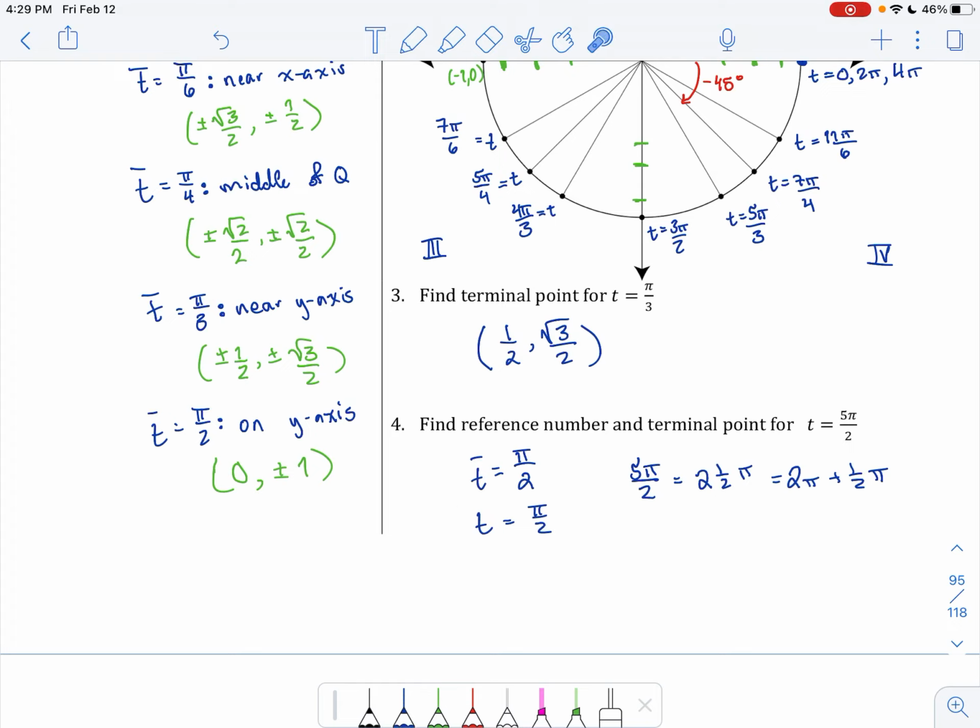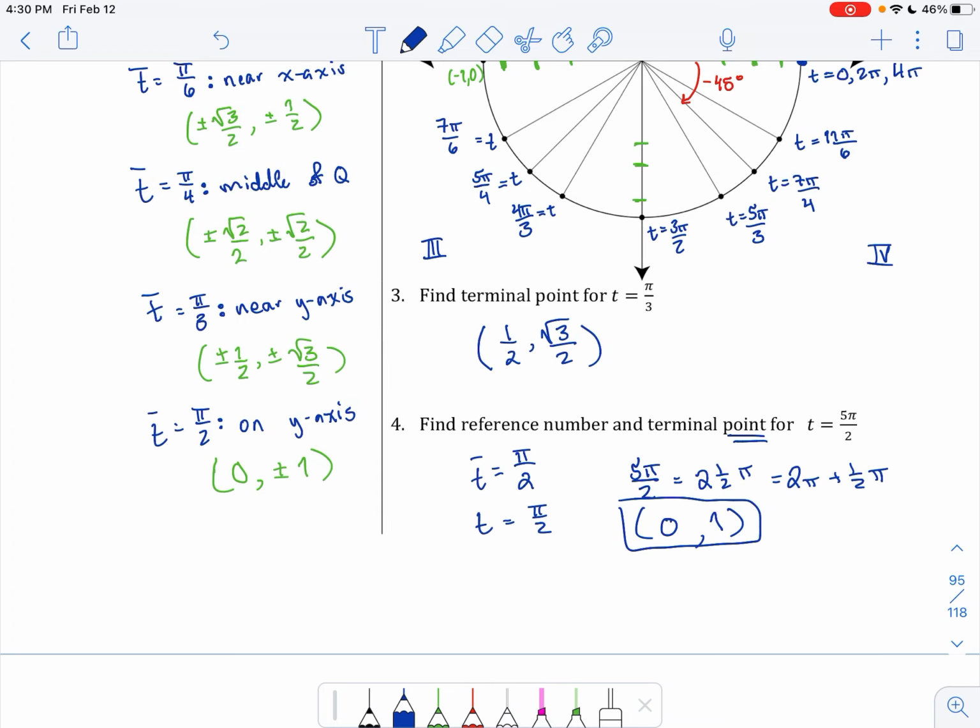Since it had reference number pi over 2, it could have been 90 degrees up at the top, or it could have been 3 pi over 2 here. Since it's pi over 2, that's the positive, so the terminal point, when it asks for a point, it's asking for an xy. That means it's got 0 for x and positive 1 here.